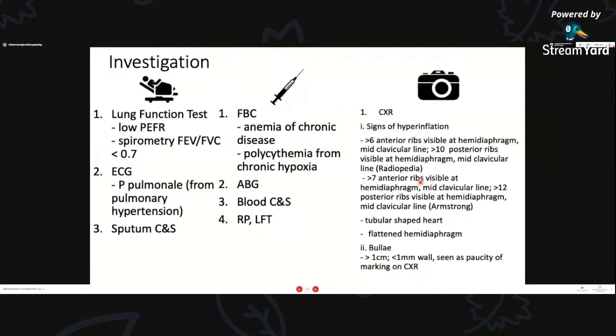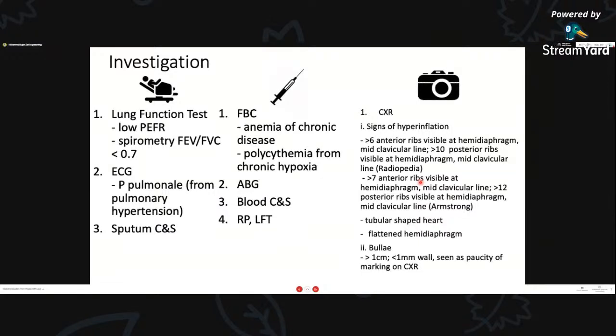And then we can see the bulla. So bulla is actually an air-filled space within the lung parenchyma. It occurs in COPD because of the emphysema, the dilatation of the airway. So bulla we can see as paucity of lung markings on chest X-ray. So bulla, if we refer to Williams textbook, is defined as a lesion more than 1 centimeter in size, having a wall of less than 1 millimeter.